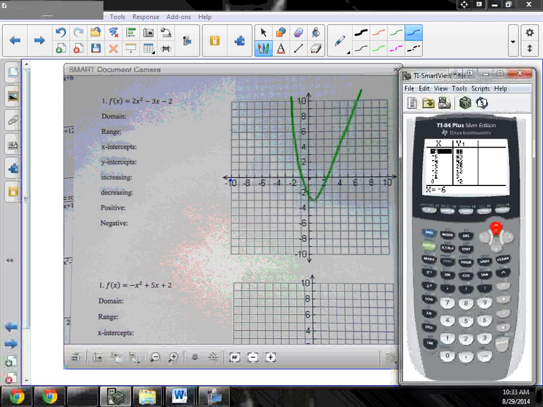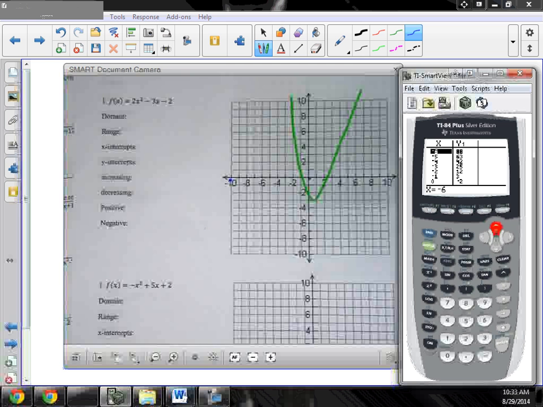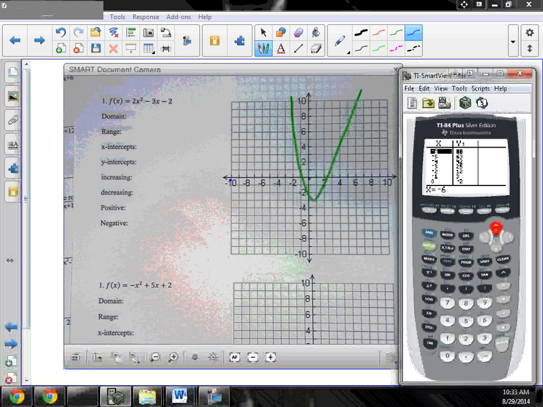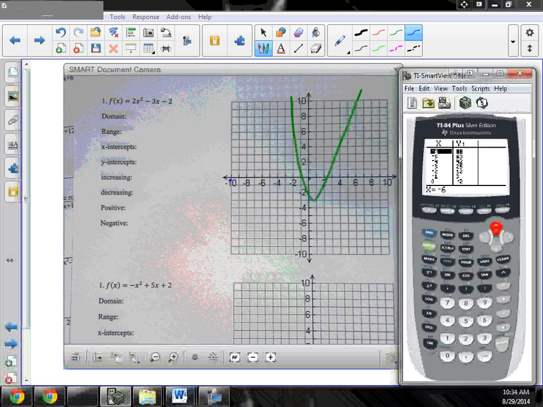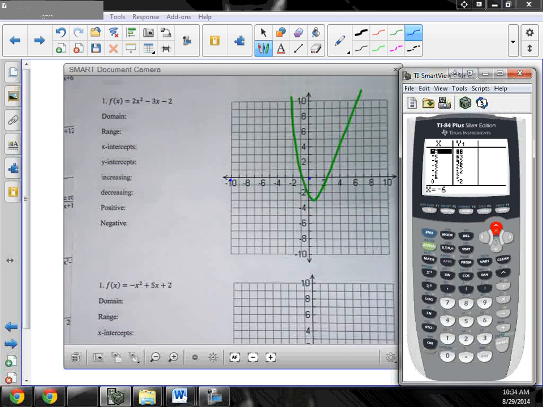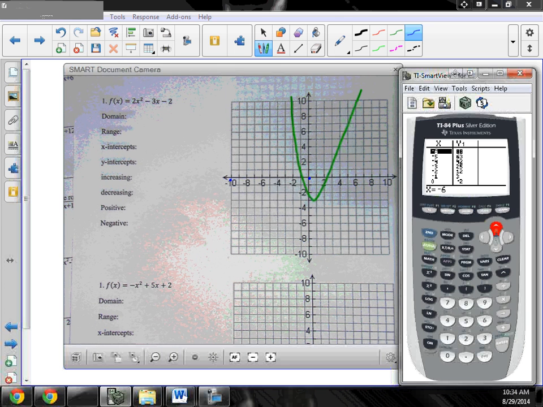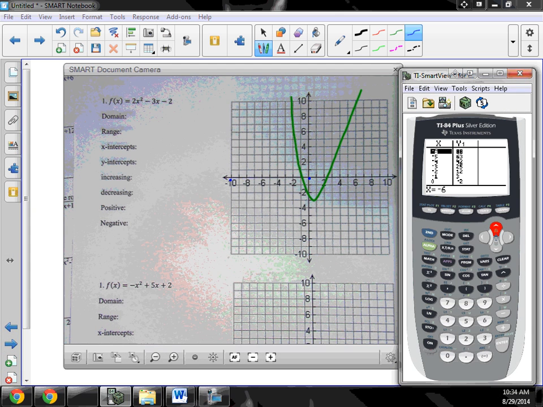So what I'm doing is I have this vertical line, and I'm asking, will this vertical line ever miss the graph? No matter where that line goes, I'm going to hit the graph. So every single x value is accounted for.